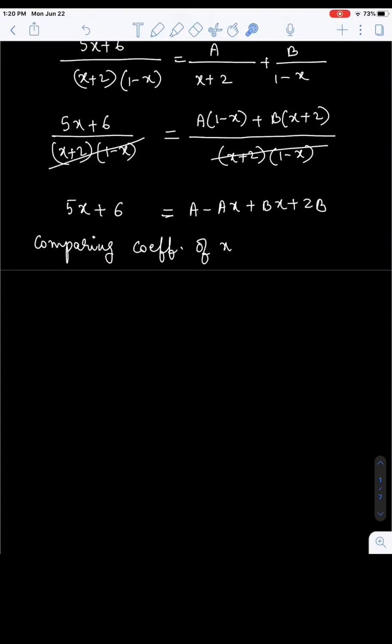Take only the x term. That's why comparing coefficient of x means, in LHS what is the coefficient of x? That is taken in LHS. In RHS, what is the coefficient of x? Here there are two. One is minus a, the other one is plus b. So let us write it as minus a plus b. So put it as equation 1.